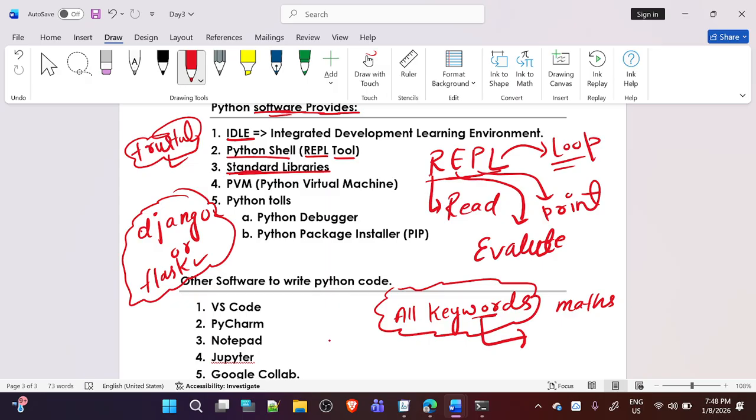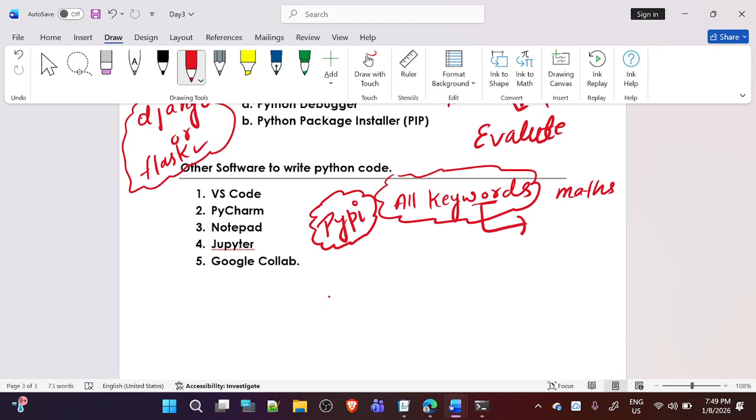From where can we install the libraries? From PyPI. What is PyPI? Python Package Index. What is the command to install an external library? pip install and the library name.